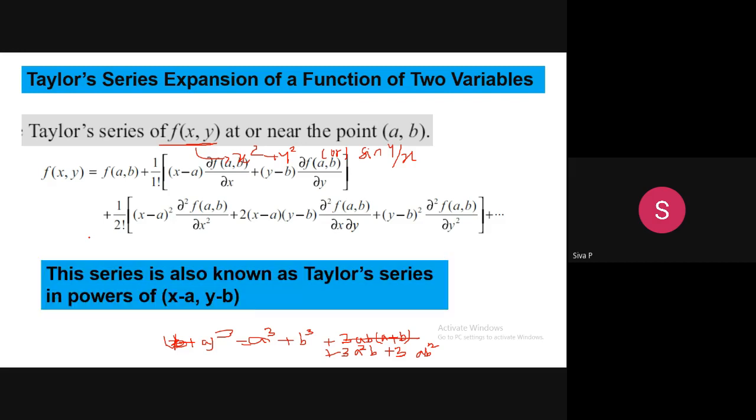Now, this Taylor series is also known as the Taylor series in powers of x minus a, y minus b. That is very important. What is the Taylor series? The Taylor series expansion at the point a comma b is also known as in the powers of x minus a, y minus b. Why is it called that, in the powers of x minus a, y minus b? Easily you can tell from the formula.